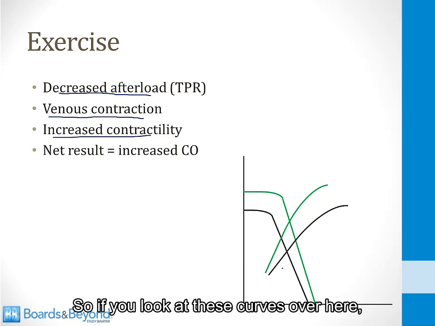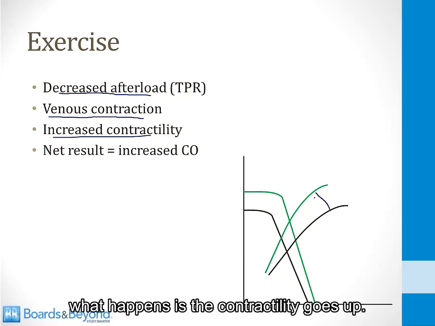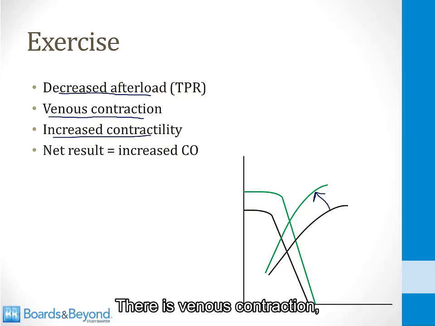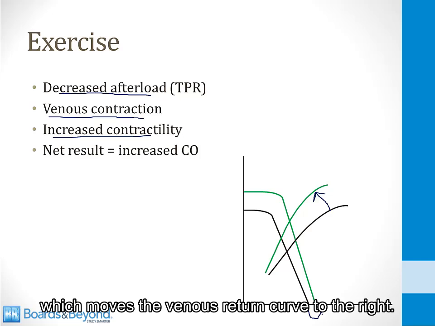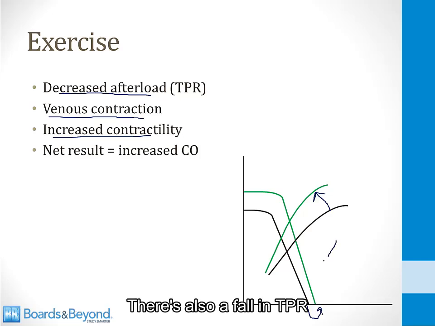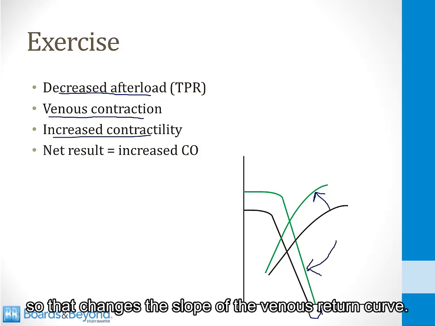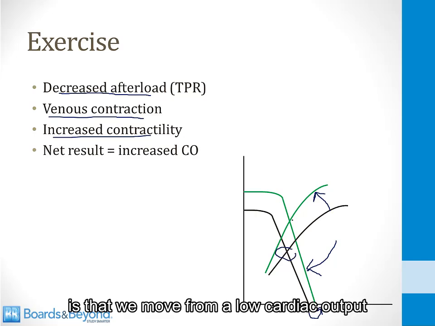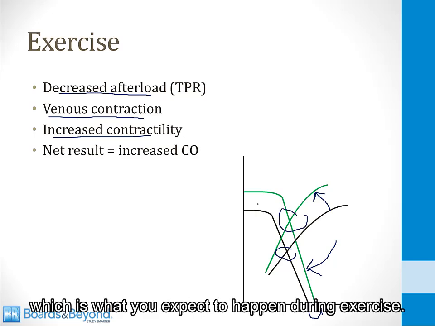So if you look at these curves over here, what happens is the contractility goes up, so that shifts the Starling curve to the left. There is venous contraction, which moves the venous return curve to the right. There's also a fall in TPR, so that changes the slope of the venous return curve. So we get all these changes I've shown right here, and the net result is that we move from a low cardiac output to a high cardiac output, which is what you expect to happen during exercise.